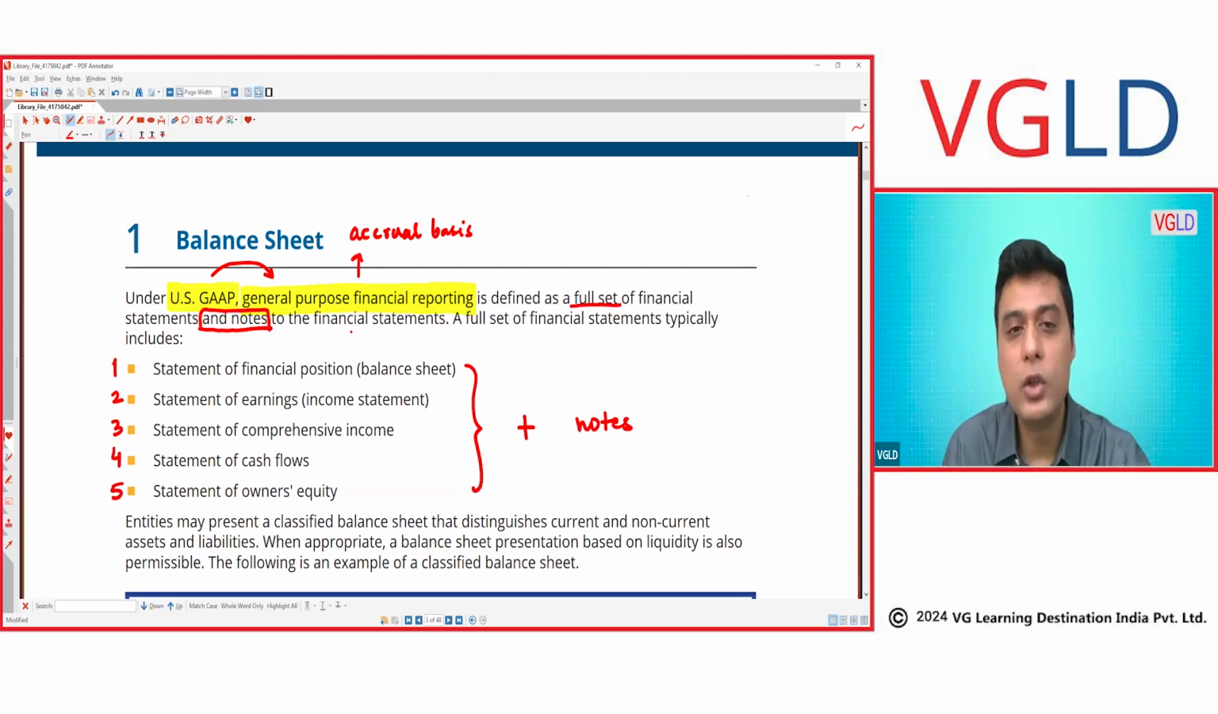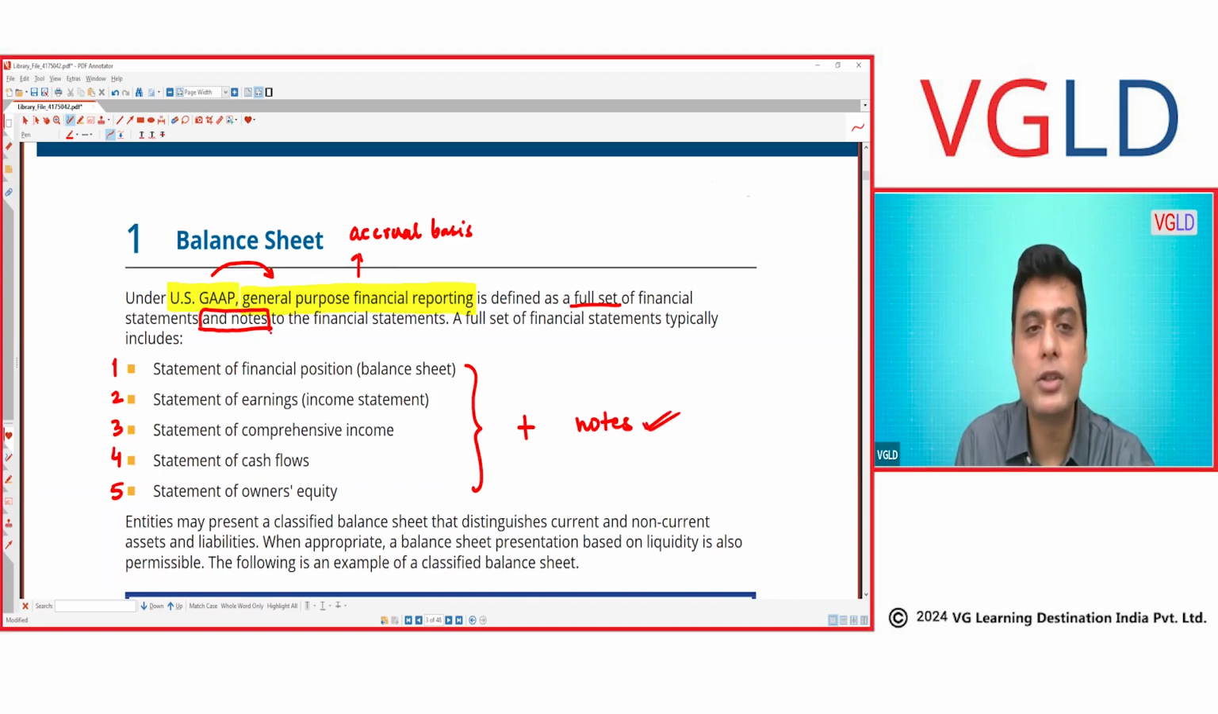Okay, so under US GAAP, general purpose financial reporting is defined as a full set of financial statements. That means all these 5, wherever applicable. If a particular statement is not applicable to you, then obviously you will not prepare it. But if it is applicable, then you prepare all the 5, and that is considered to be the full set of the financial statements. And of course, notes, which are always an integral part of the financial statements.